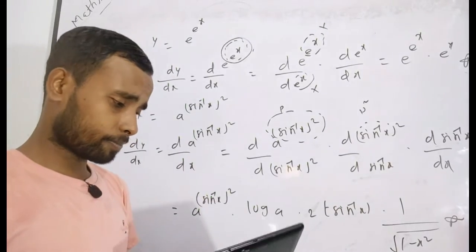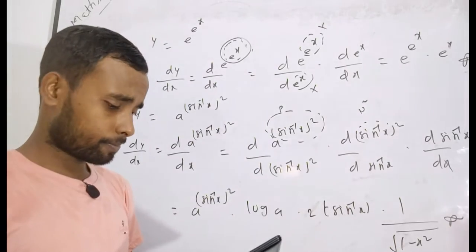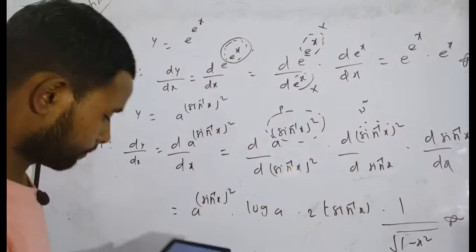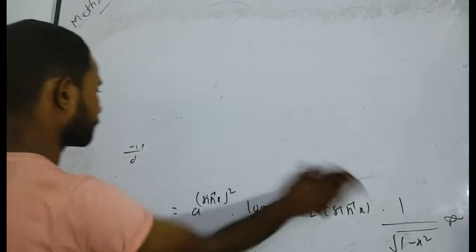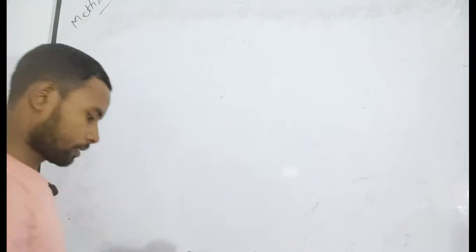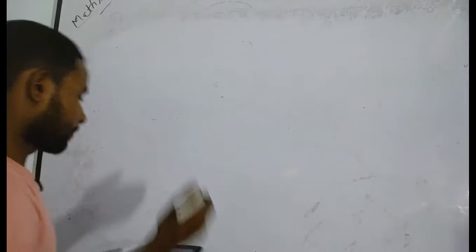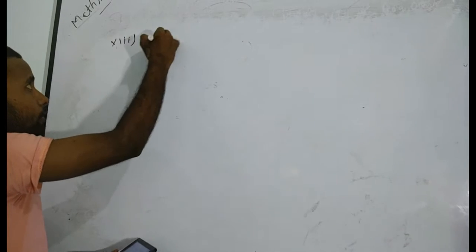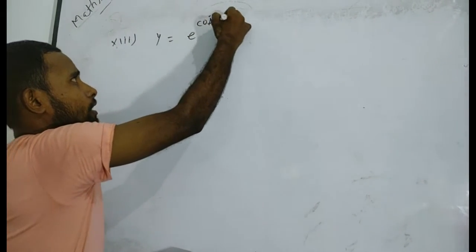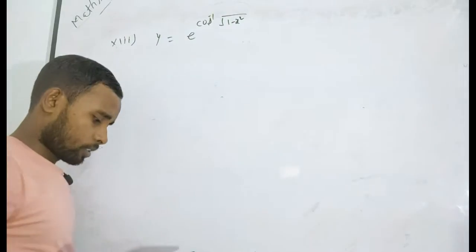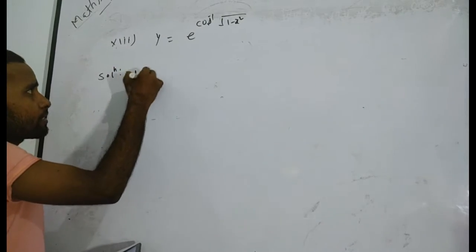Now see your next question. In next question, 13, 14. Y is equal to e to the power cos inverse root under 1 minus x square. You have to differentiate this function. It is also very easy. Simply differentiate with respect to x.